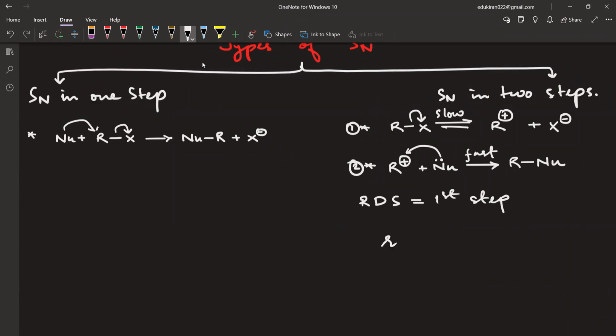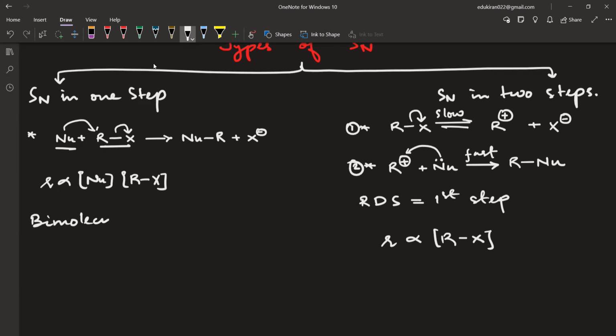Okay, and the rate will be directly proportional to the number of Rx molecules. If you have a very large number of Rx molecules, the rate will be very fast, rather than if you have fewer Rx molecules, so they will not collide and will not participate in reactions. And here the rate will be proportional to both things, because this is the only step. If we have more nucleophile and more Rx, then the rate will be higher. Now, since here the rate is dependent on two molecules, it is known as bimolecular, and the other is known as unimolecular because the rate is dependent on only one species.